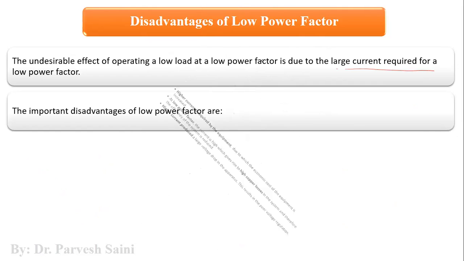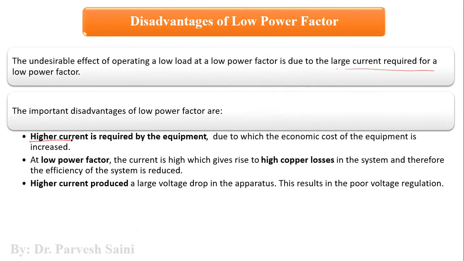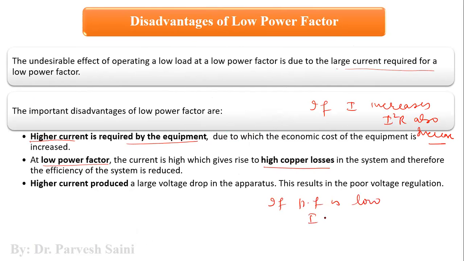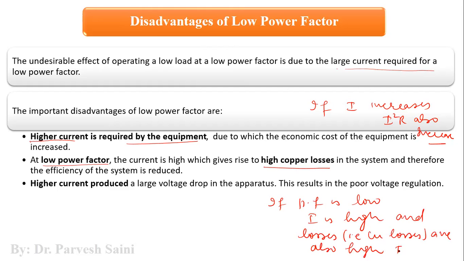The important disadvantages are, as I already discussed, that high current is required by the electrical appliances. When the power factor is low, the copper losses will also increase, because if I increases, I square R also increases. So if PF is low, I is high, and losses, that is copper losses, which are nothing but I square R losses, are also high. If the losses increase, the efficiency definitely will reduce.